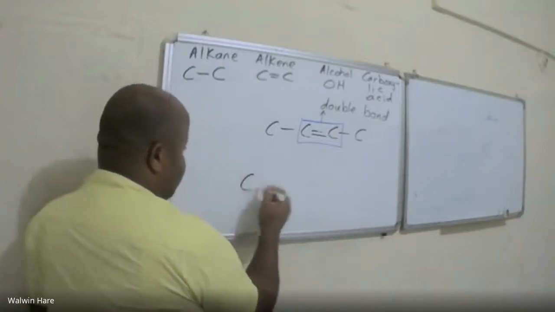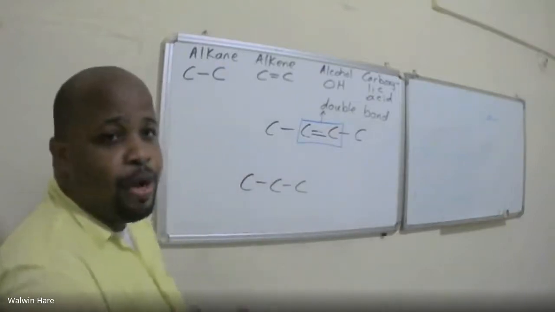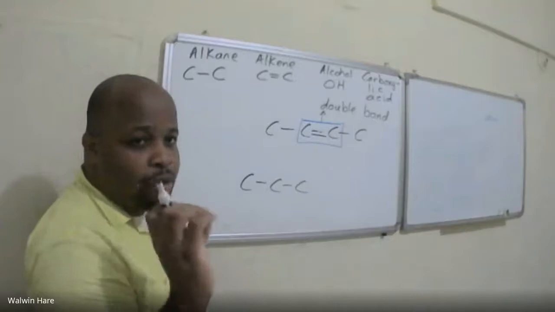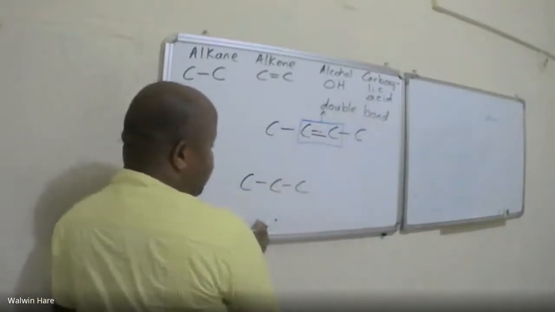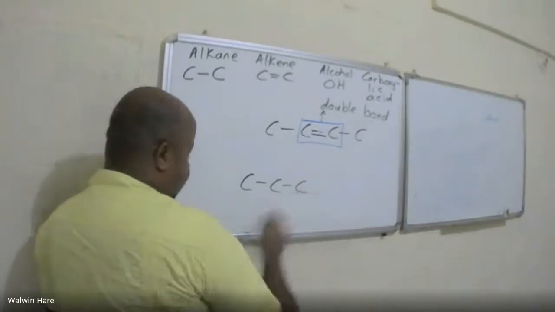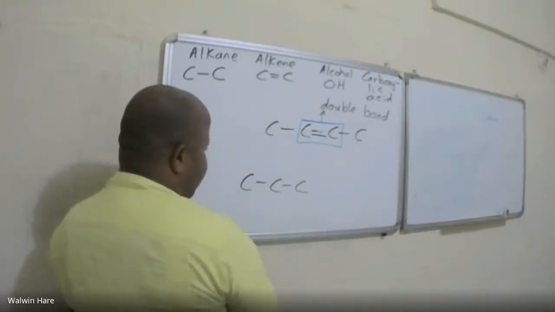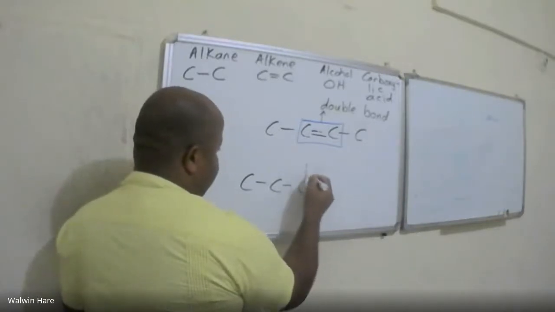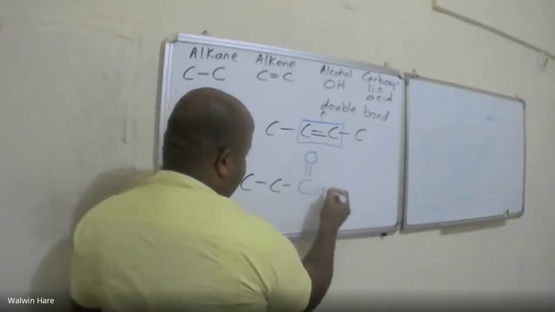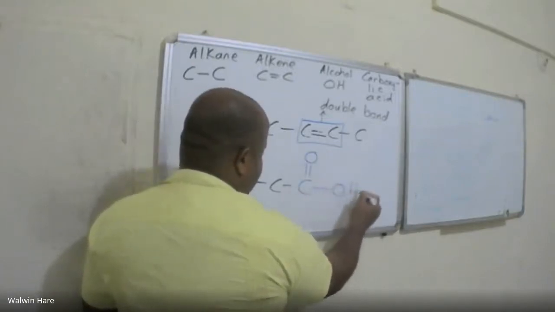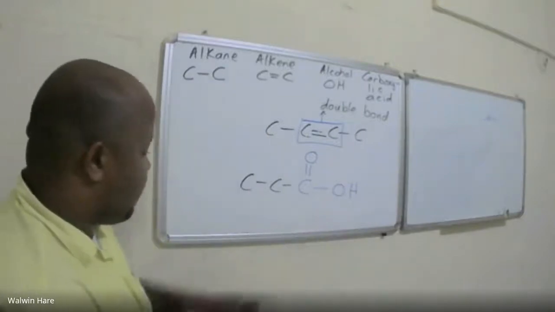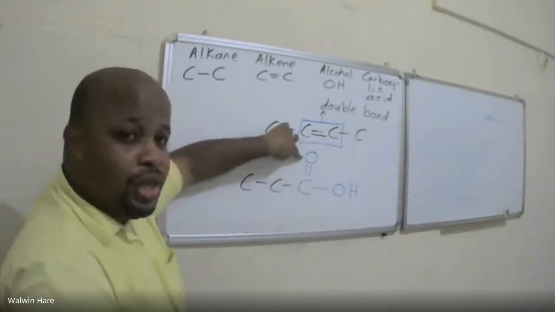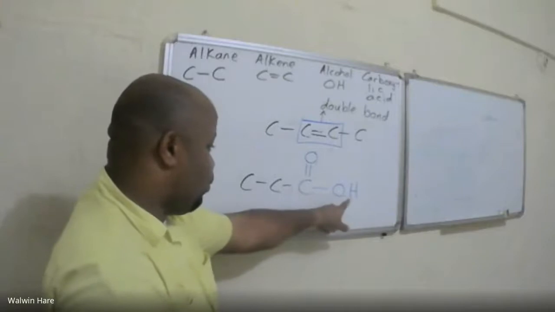And as I said before, every compound has carbon-to-carbon single bonds. We are looking at a specific group of atoms only. So for the carboxylic acid, the carbon at the end, I'm going to put it in blue. If you get a compound and the carbon at the end has a double bond to an oxygen atom and a single bond to an OH group.